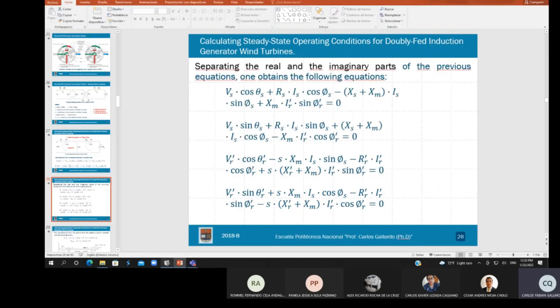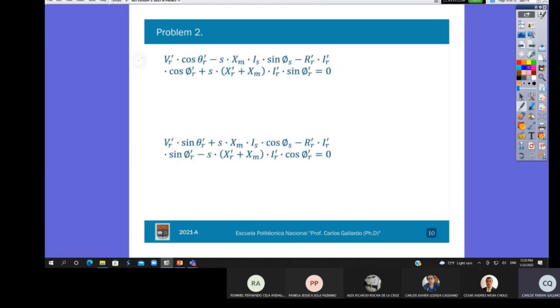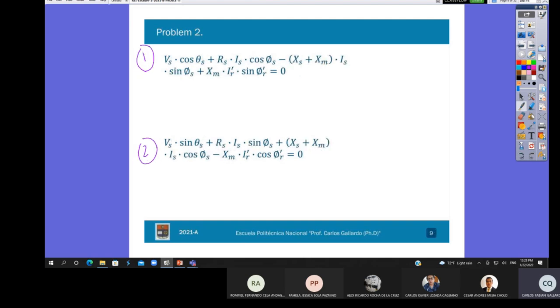Okay, so let's start the initialization. This is equation number 1. This is equation number 2. I will have here equation number 3. And this is equation number 4. Okay, so let's start with the first part of the initialization.